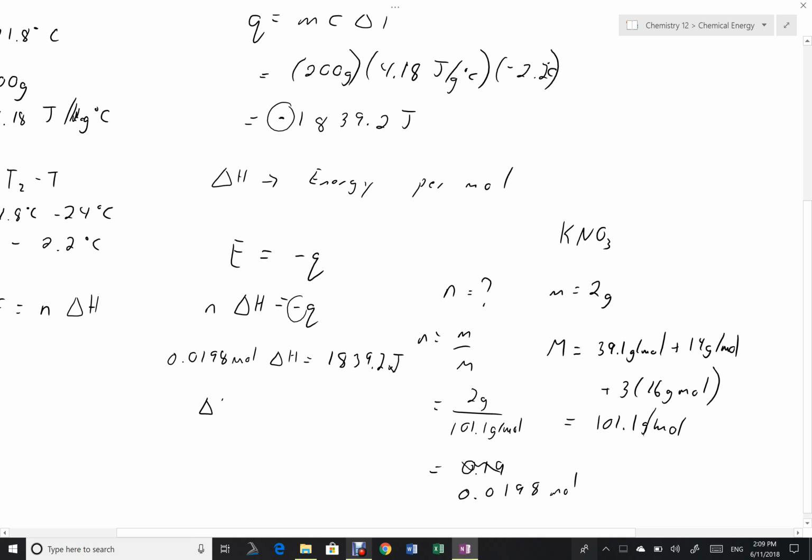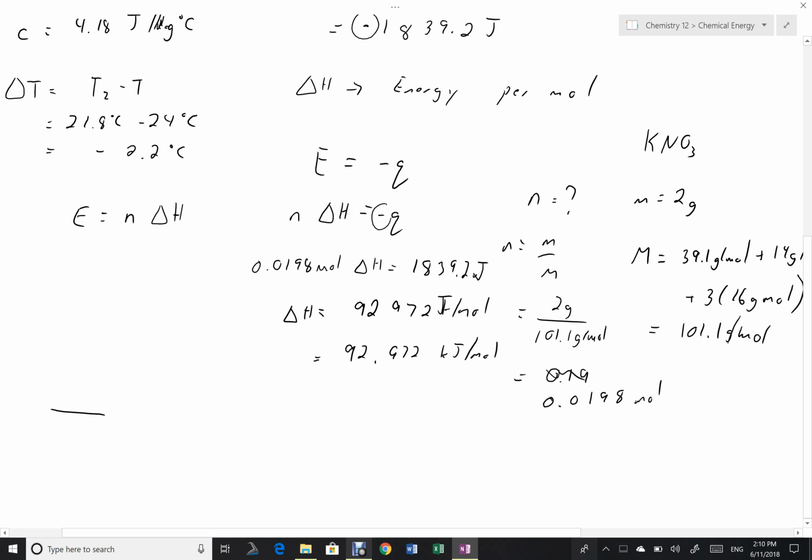So I can get my delta H now. 1839.2 divided by that gets me 92972 joules per mole. So most of these are stated in kilojoules per mole, so this would be 92.972 kilojoules per mole. You'll note that it's positive, so this is an endothermic reaction.